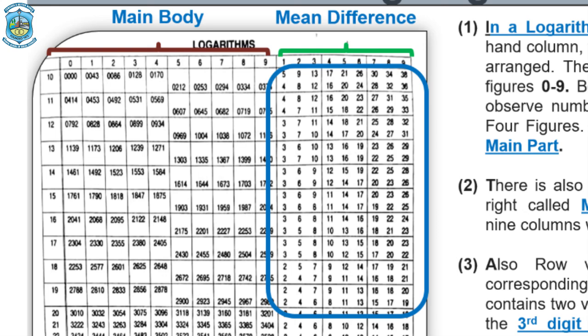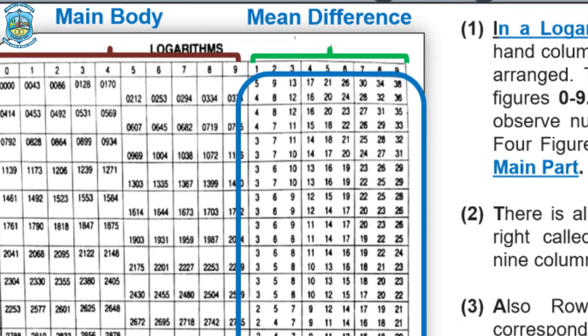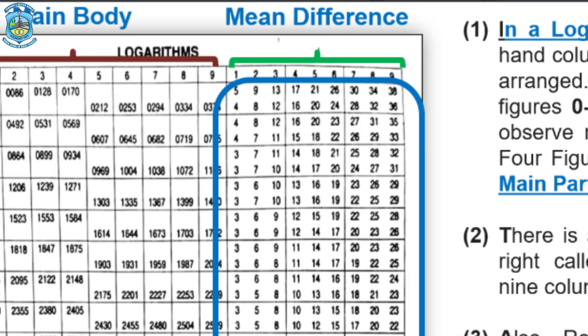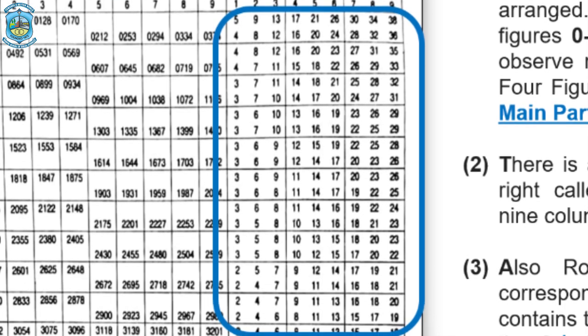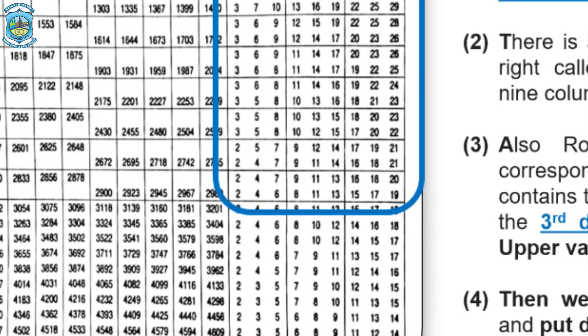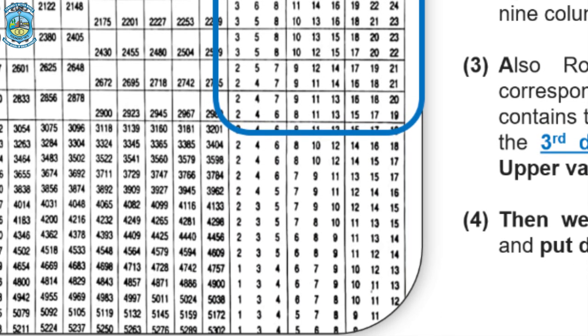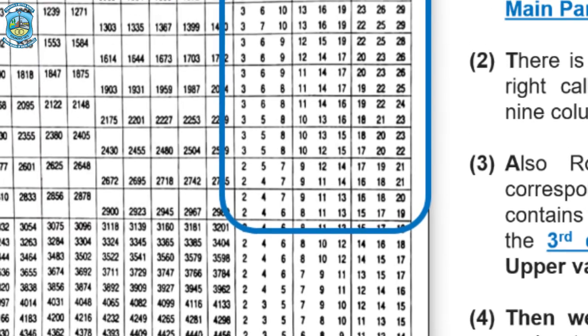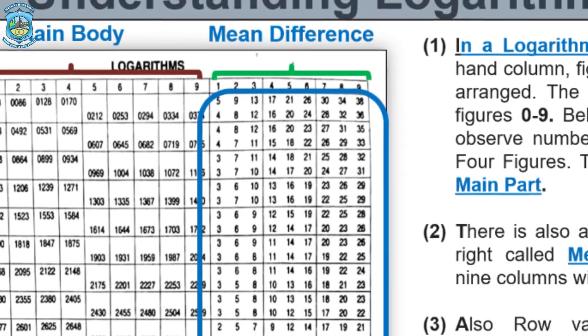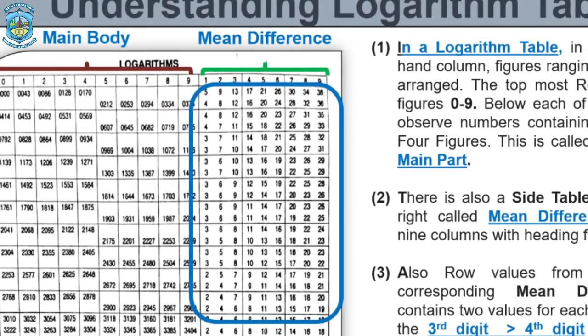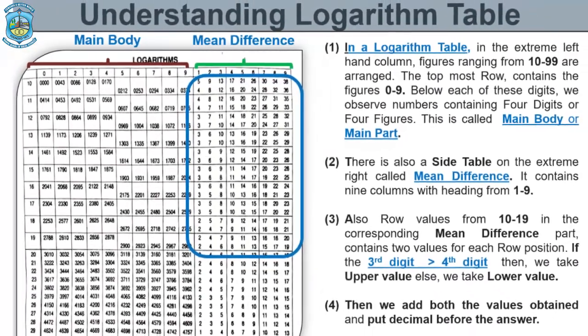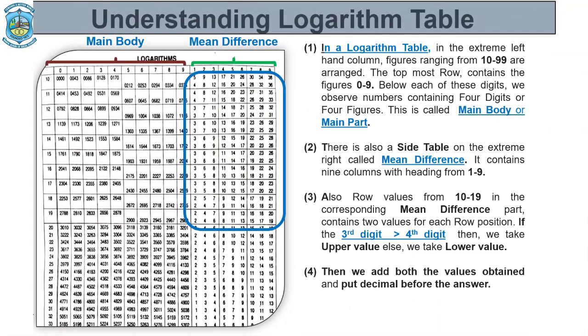There is also a side table on the extreme right, which is called mean difference. It contains 9 columns with headings 1 to 9. Also, the row values from 10 to 19 in the corresponding mean difference part contain 2 values at each position. If the third digit is more than the fourth digit, then we will take the upper value, else we will take the lower value. Then we add both the values to obtain a total number, and we put a decimal before the answer.